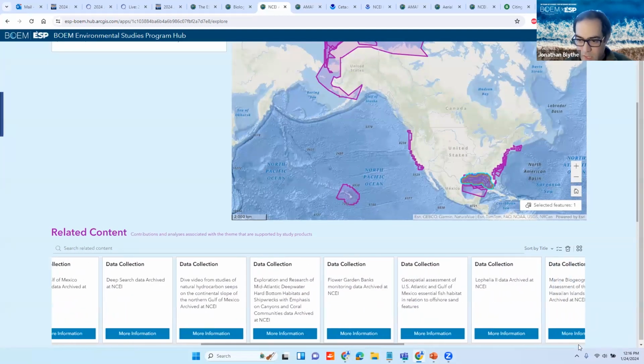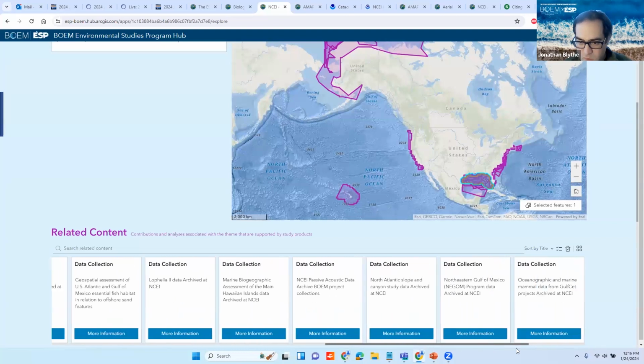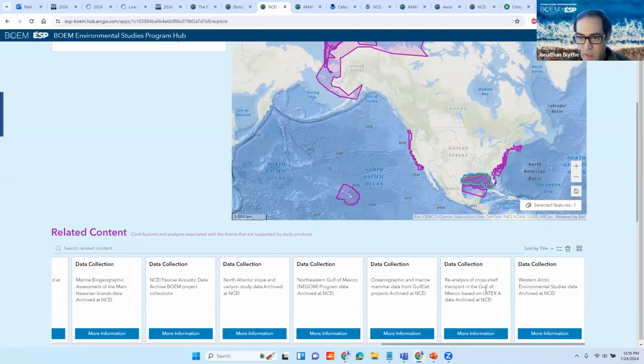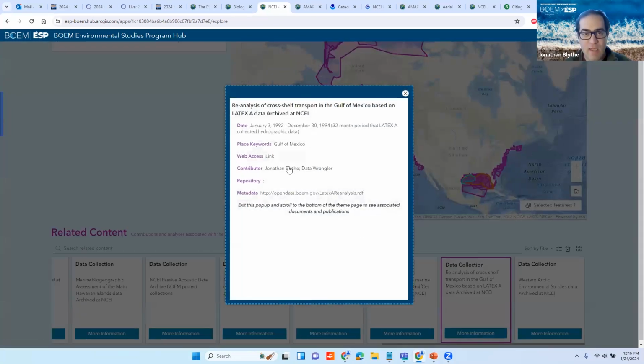It's the LATEX reanalysis. I'm scrolling to that here. Also in the Gulf of Mexico, but it has this polygon here. And this is the level of information I expect most users will care about. And if they really needed to find out more, they could go to one of these links. This particular link is not active because it doesn't link to NCEI. This is one of those cases where I've created an ORE resource map so people can find those links to NCEI from my website.